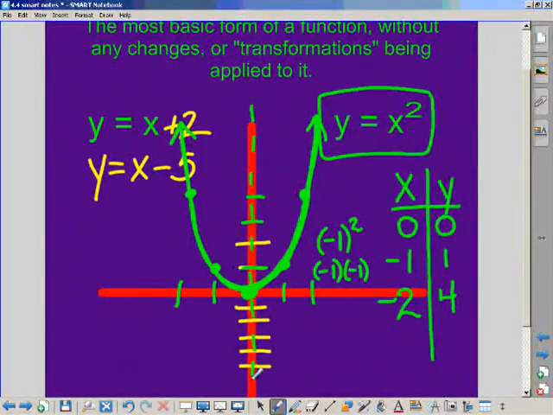Okay? So those are sort of the basics of the parent function y equals x squared, with key points 0, 0, 1, 1, 2, 4, negative 1, 1, and negative 2, 4. Those are the key points on the parent function y equals x squared.